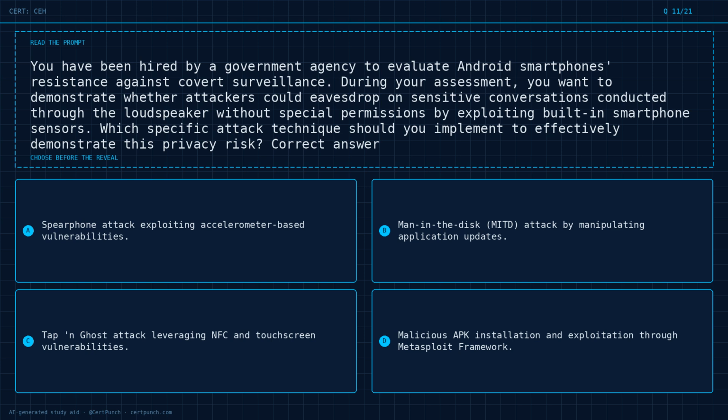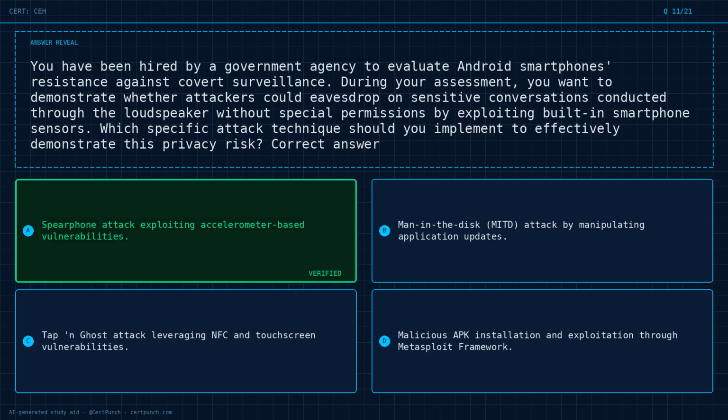Correct answer, option A, spear phone attack, exploiting accelerometer-based vulnerabilities. Option B, man-in-the-disk, MITD attack, by manipulating application updates. Option C, tap-and-ghost attack, leveraging NFC and touchscreen vulnerabilities. Option D, malicious APK installation and exploitation through Metasploit framework. Choose the best answer before the reveal. Commit to it now.